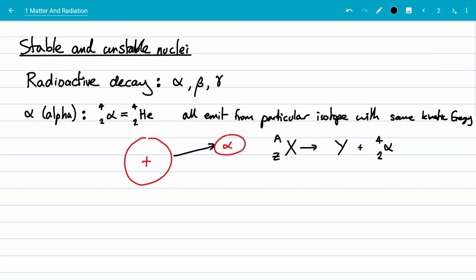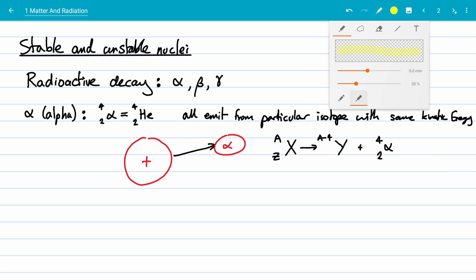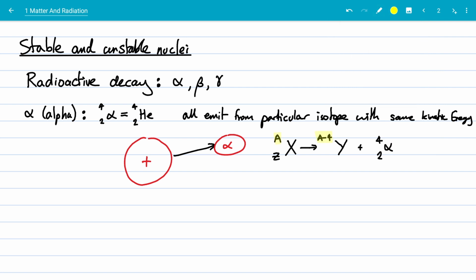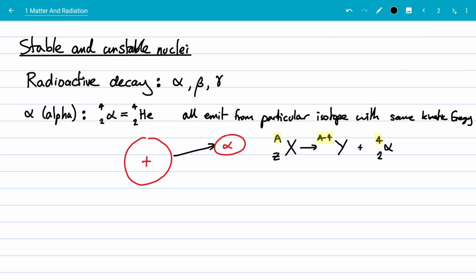And so we need to make these numbers balance. If I have A subtract 4 and I add 4 to it, then that makes A. You can see that. Let's just get my highlighter pen out. A is equal to A minus 4 plus 4. That checks out. That follows. But let's leave that highlighted. And then if we look on the proton number, that's going to have to be Z subtract 2.